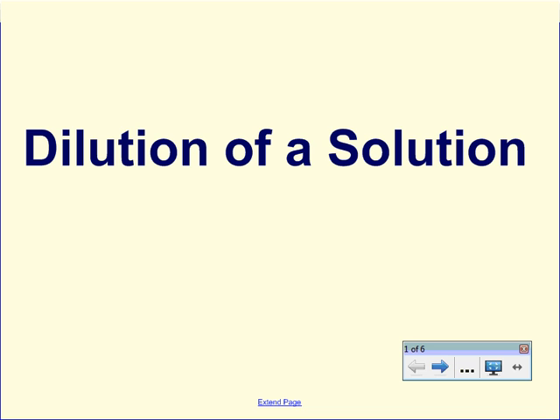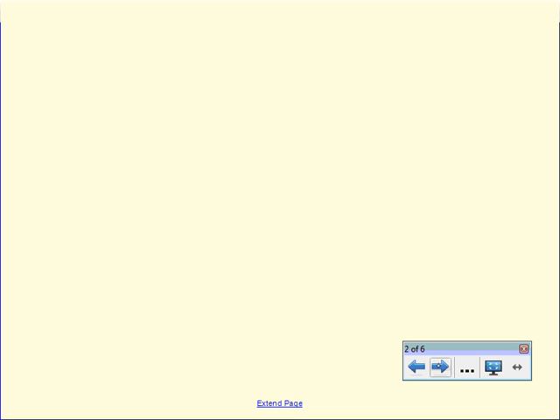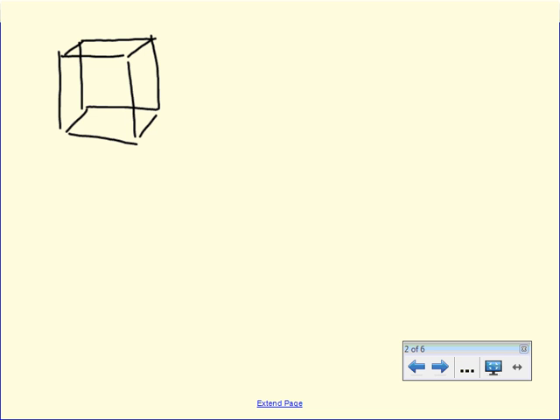So extending from the previous video on concentration, we have our box with 5 particles in it. So 1, 2, 3, 4, 5. So this is our box 1. And within that box, I have 5 particles. We'll talk about moles in a second, but just 5 particles.